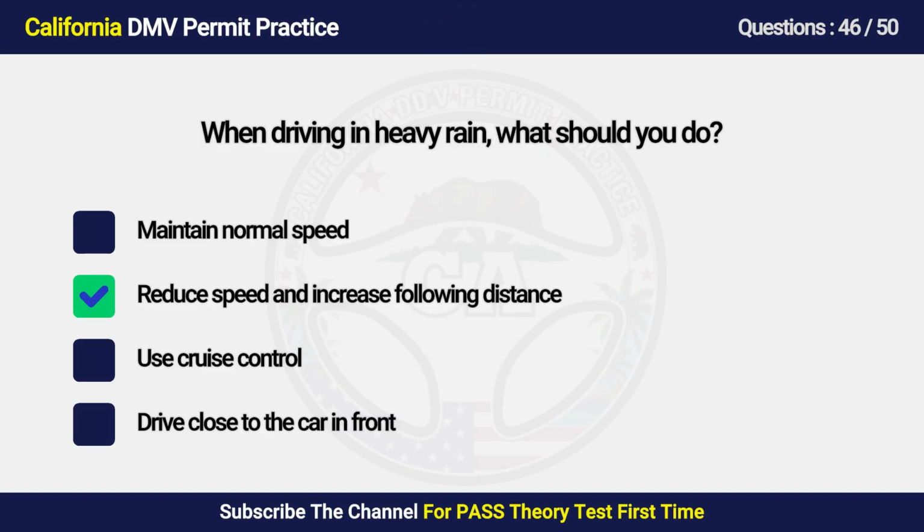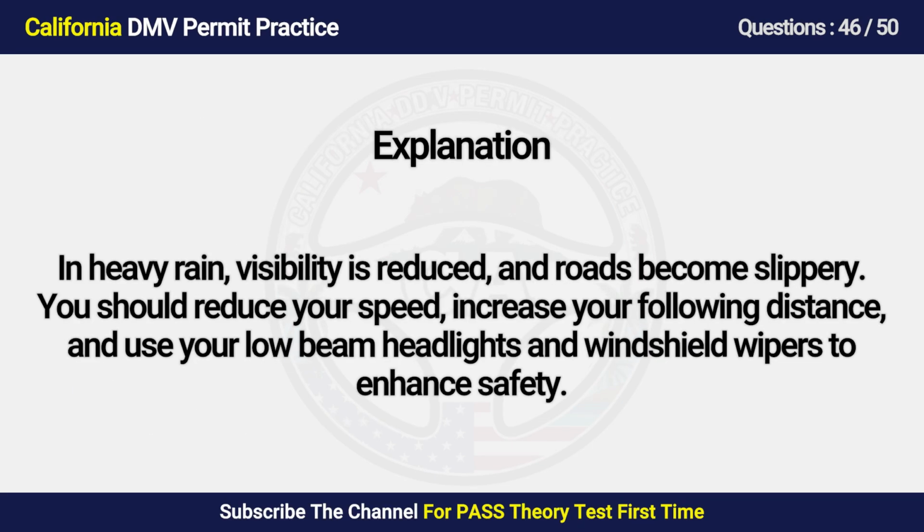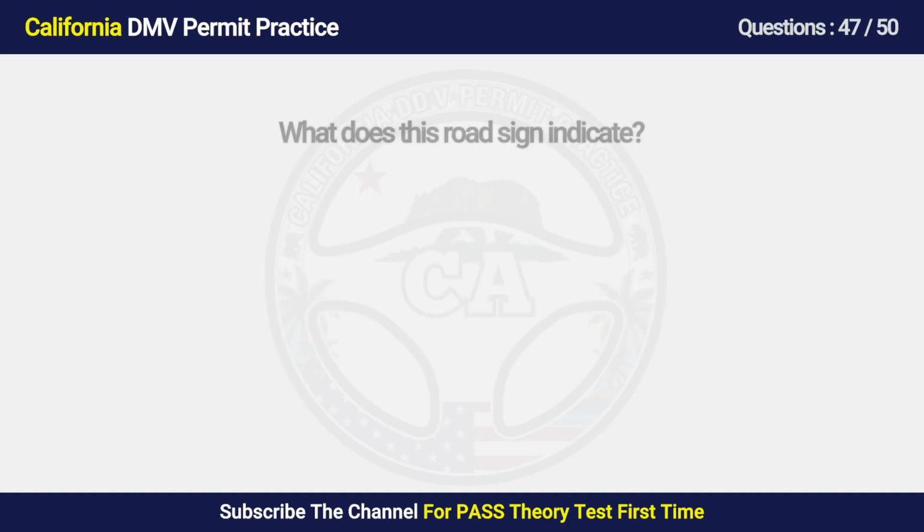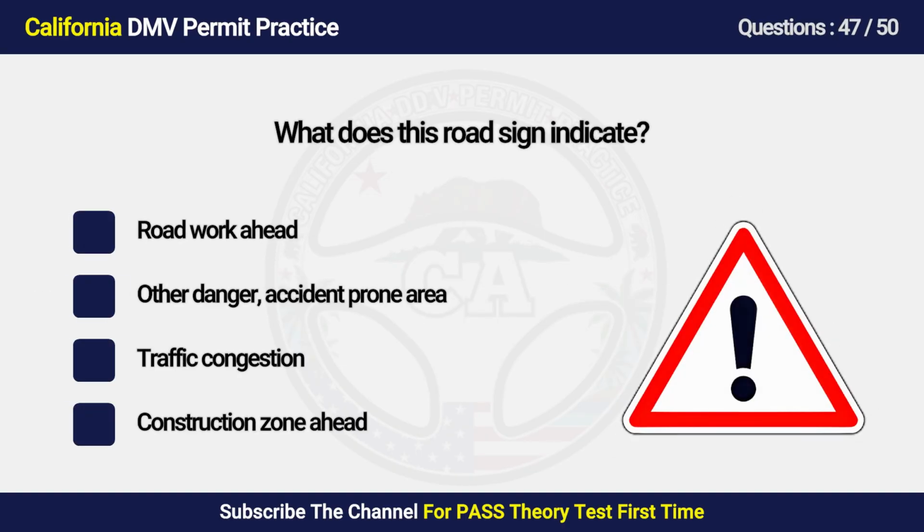Answer is B. Reduce speed and increase following distance. In heavy rain, visibility is reduced, and roads become slippery. You should reduce your speed, increase your following distance, and use your low beam headlights and windshield wipers to enhance safety.